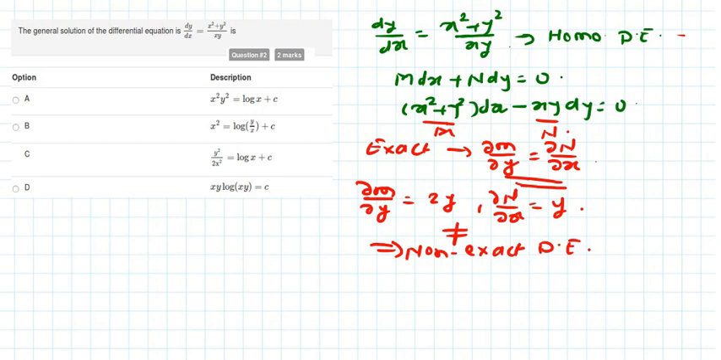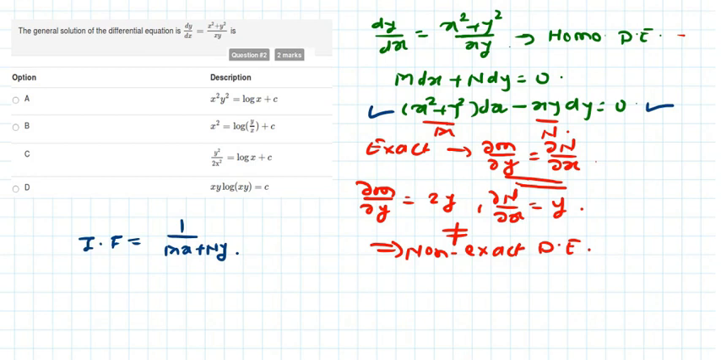Now to find the integrating factor, you again need to observe the differential equation. We have different rules to find the integrating factor. By observing the given differential equation, it is a homogeneous non-exact differential equation. Once it is a homogeneous non-exact differential equation, its integrating factor will be 1 upon Mx plus Ny. This should be known to you.